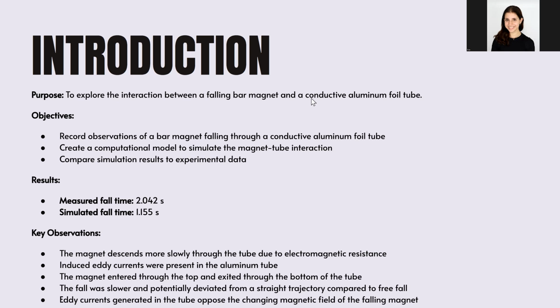So I noticed that the magnet descends more slowly through the tube because of electromagnetic resistance. The induced currents were present in the aluminum tube. The magnet entered through the top and exited through the bottom of the tube. The fall was slower and possibly deviated from a straight trajectory when it's in the aluminum foil tube as opposed to just falling free. And the currents generated in the tube opposed the changing magnetic field of the falling magnet.